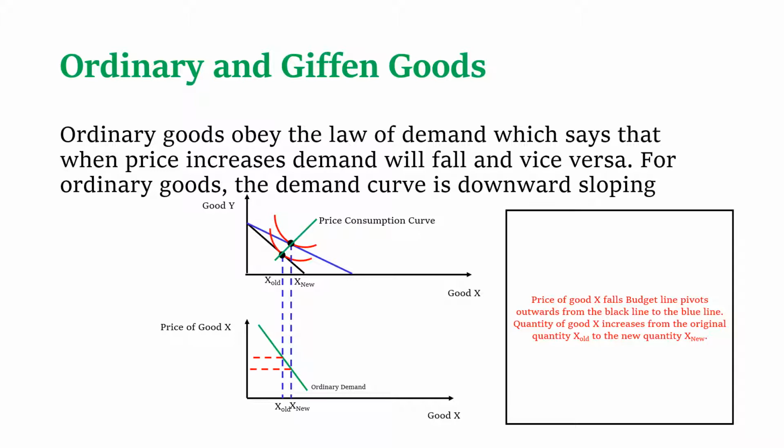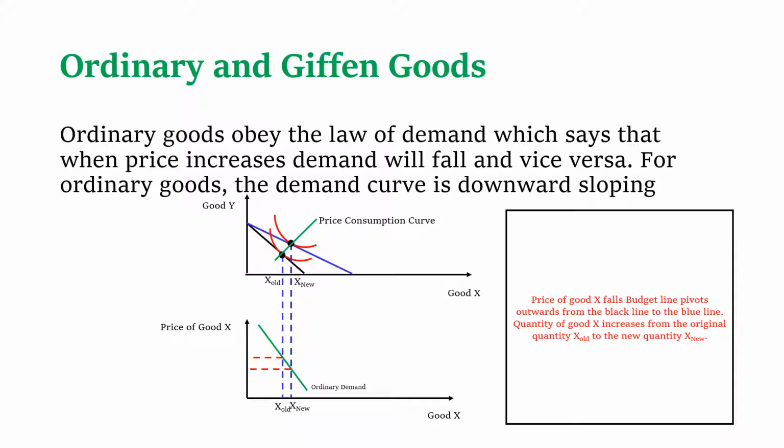So in this particular case here, the price consumption curve for such a good is going to be upward sloping. And so if we trace all those successive points of tangency, we're going to have what is referred to as the price consumption curve here, which is the green line in this top graph.